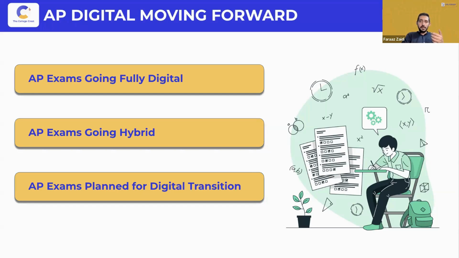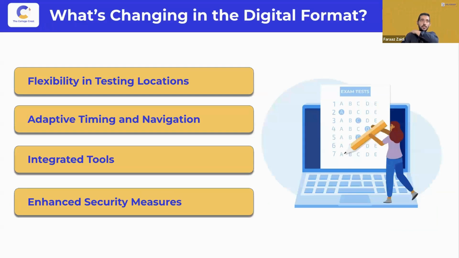The few APs that are planned to move across onto the digital way are Calculus AB, BC, Biology, Physics, Statistics. So I think by this year they would also be going across as digital.